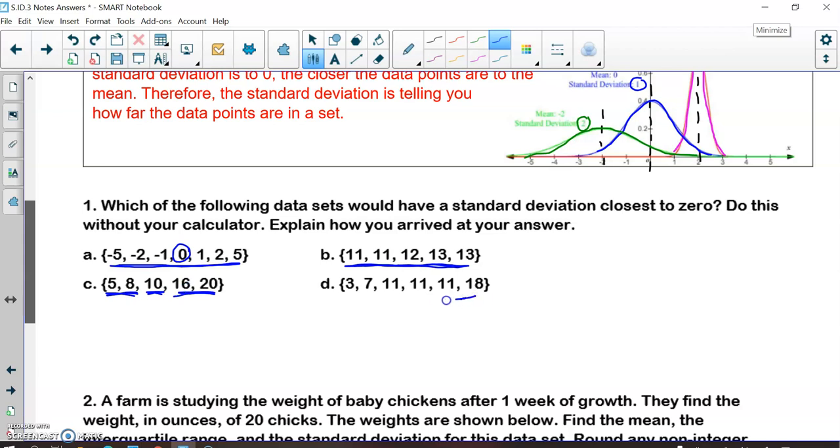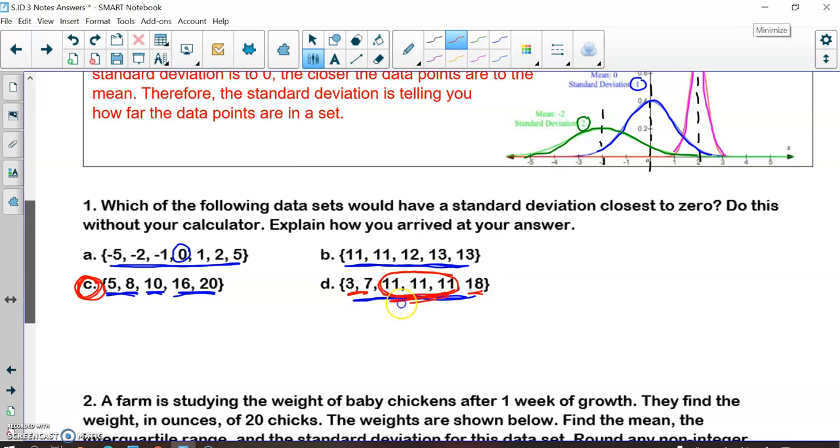And then letter D, same with letter D. Letter D looks pretty varied. However, what makes letter D not have as high of a standard deviation as letter C, because letter C is going to be our answer here, is we do have 3 points that are the same exact value, so we have a pretty high mode here. And so the other points are not going to be too far off from your mean.